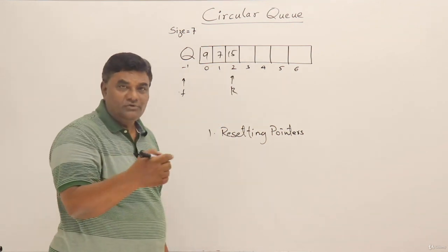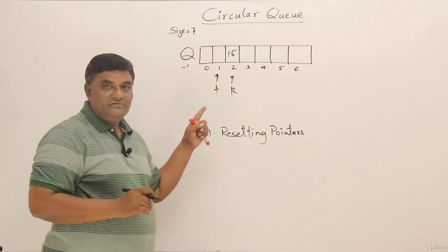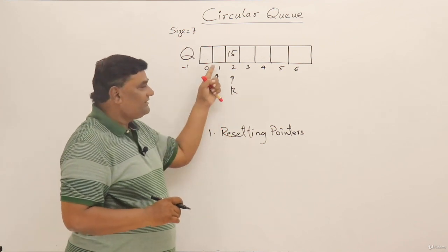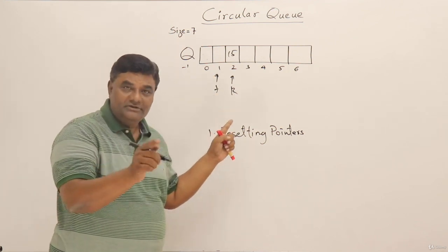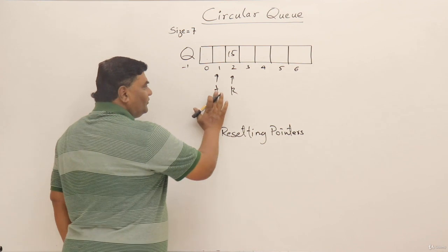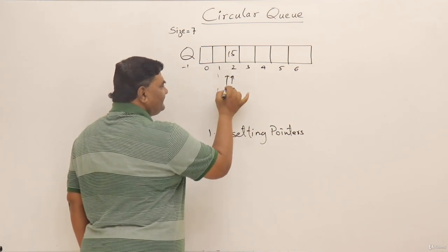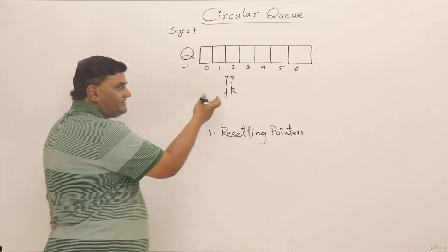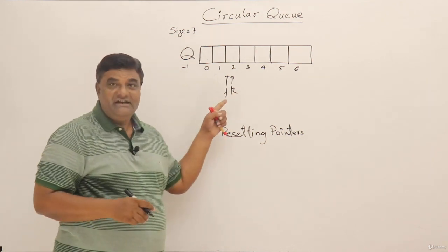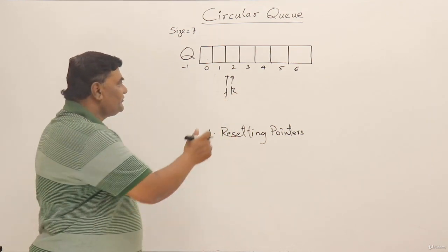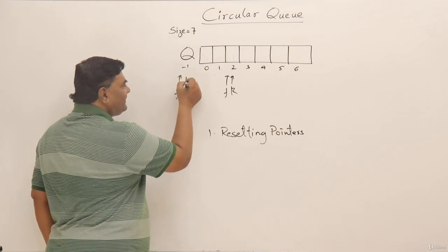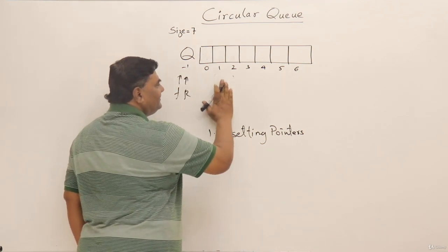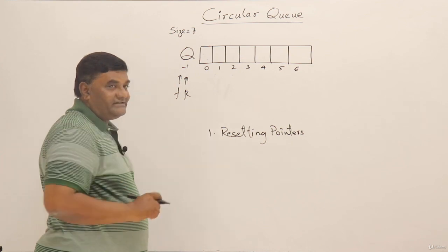Now I want to delete 2 elements. After deleting 2 elements, front is here. Now I want to delete one more element. When we delete one more element, front will move to the next location and this element is gone, and both front and rear are at the same place. So it is empty, the queue became empty. So reset them and bring front and rear to minus 1. This is what we do in resetting pointers.